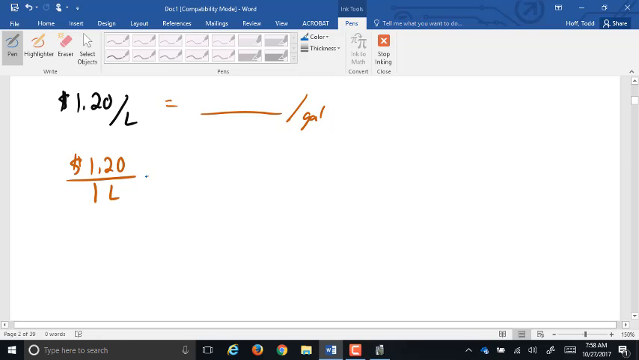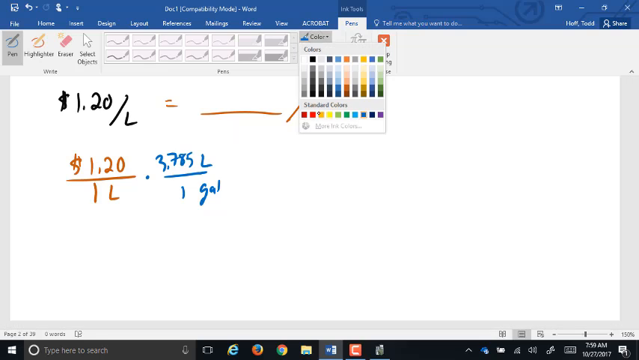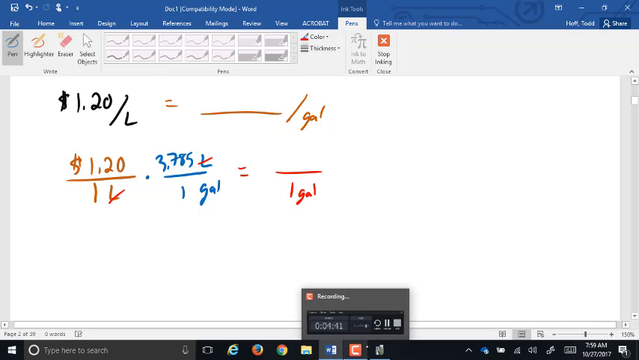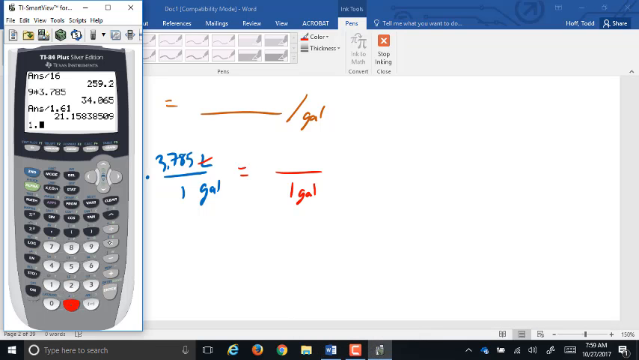It was up to $1.80 at one point. It's gone down a lot right now. So we're not going to change the dollars, but we are going to change the liters. 1 gallon is 3.785. The liters cancel out. So we've got 1 gallon on bottom, $1.20 times 3.785. 4.54.